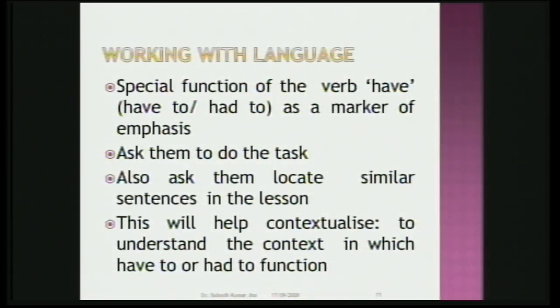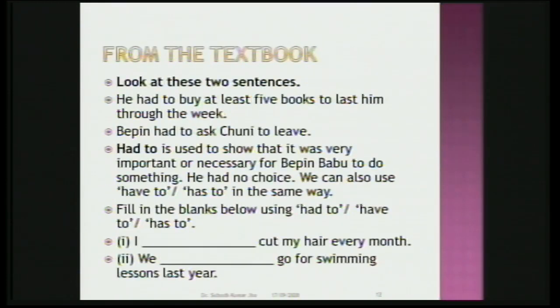Now we have to come to different language items. In the textbook itself, different sections have been given. Working with the text, working with language, and working with language is very important. And then listening and speaking is also there. Now, working with language, we see there are three important language items which we have to pay attention to. One is the use of have to or had to. Then we have the use of idioms. When do we use idioms? Why do we use idioms?